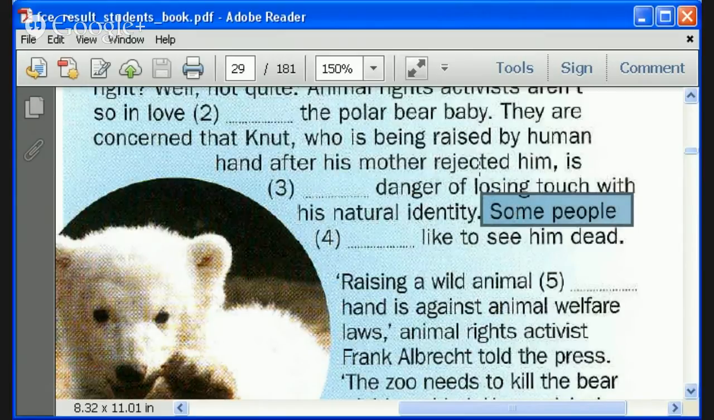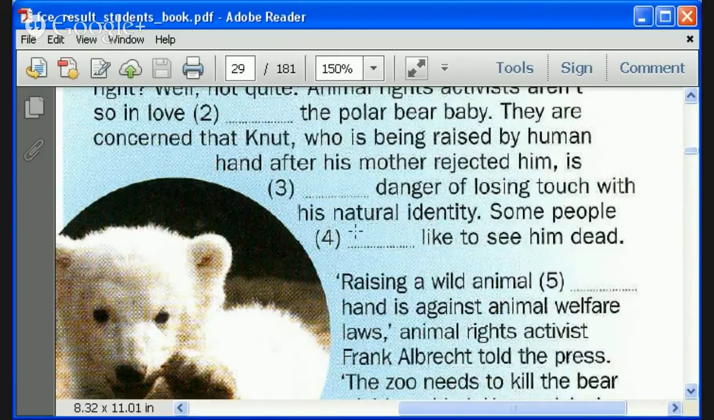Okay. All right, next one. Some maybe a little harder. Okay, go ahead. I'm sorry. Some people would like to see him dead. Apparently not that hard. Okay.